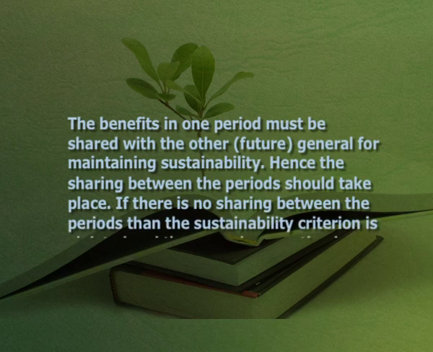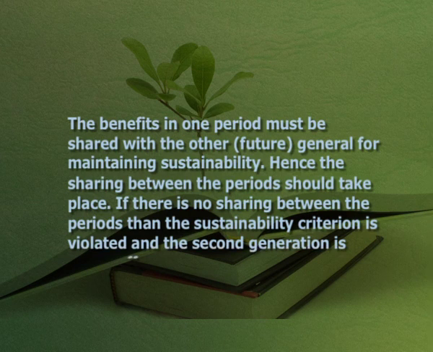If there is no sharing between the periods, then the sustainability criterion is violated and the second generation is worse off. In the dynamic efficient allocation, the first generation may have net benefits marginally greater than the second generation. But if there is sharing and the first generation can save its excess that yields some return every year, and if the return is transferred to the second generation by means of sharing, then the second generation would be better off. This can happen in the dynamic efficient allocation with sharing.